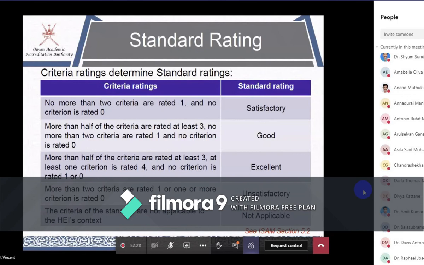If it is unsatisfactory, we have to go for another accreditation process, or we may have to submit the commentary report or the ISR document again with all the necessary changes. If the criteria for the standard are not applicable to a GIS context, the rating will be marked as not applicable. For example, for us, criteria number 3 will be marked as not applicable.